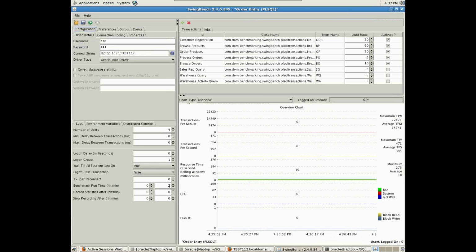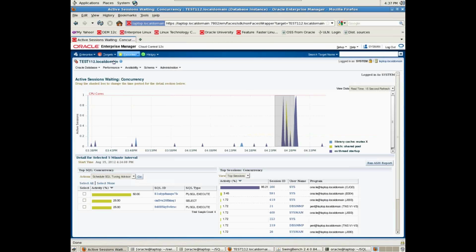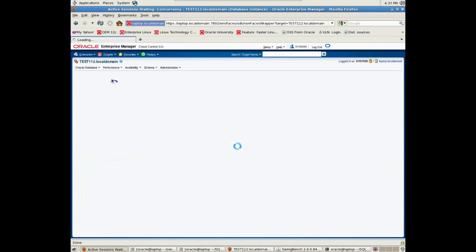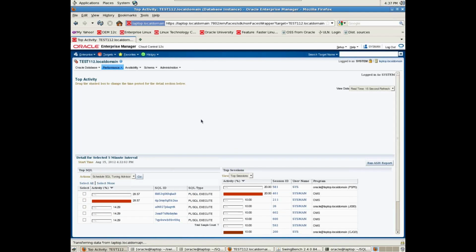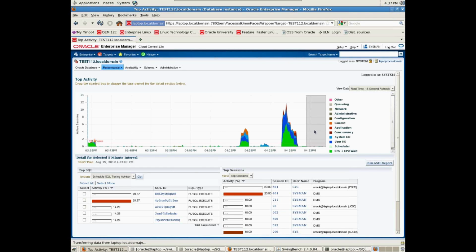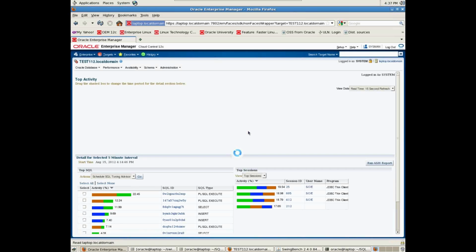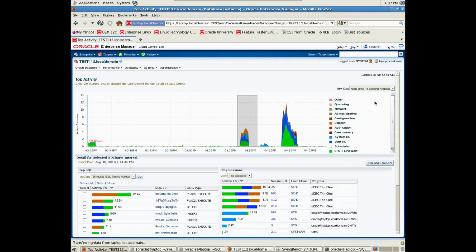In fact, you know what? I won't run this again. I've already run it, and because I'm using OEM and it's based on ASH data, if I just go back to the top activity page, hopefully I should still have the run from earlier. I will, because it's within a reasonable time frame. So I've got this period over here, when I ran that benchmark for 2 minutes, 4 users, and no think time.